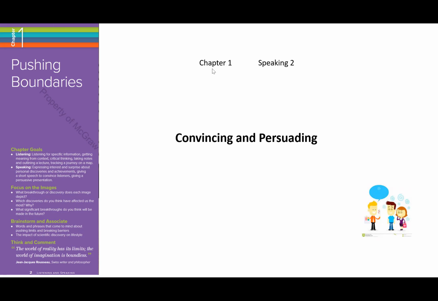هنبدأ النهاردة chapter 1 speaking 2. The title is convincing and persuading. Convincing and persuading معنى عملية الإقناع. How to convince somebody to take action or how to persuade somebody to take action. ازاي تقنع شخص ان هو يبدأ take action to solve a problem. ازاي ياخد خطوة to solve a problem علشان يحل مشكلة. يبقى درسنا بتركز كله حوالين النقطة دي. Convincing and persuading عملية الإقناع.